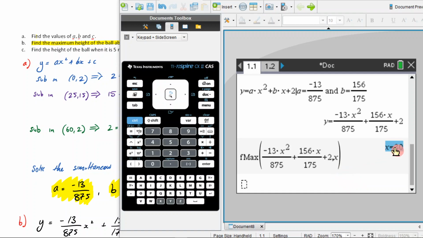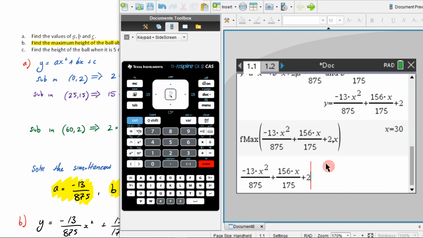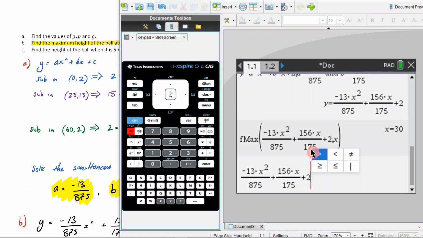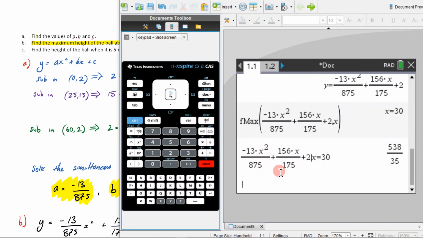But remember, we don't want when X is equal to 30, we want the actual height. So what we're going to do now is we're going to take this, and I'm going to go control this such that, come up, hit that X is equal to 30. I'm now going to sub 30 into this rule, and it's going to tell me that the actual height is 538 over 35. So this is the height at which I get a maximum value out.